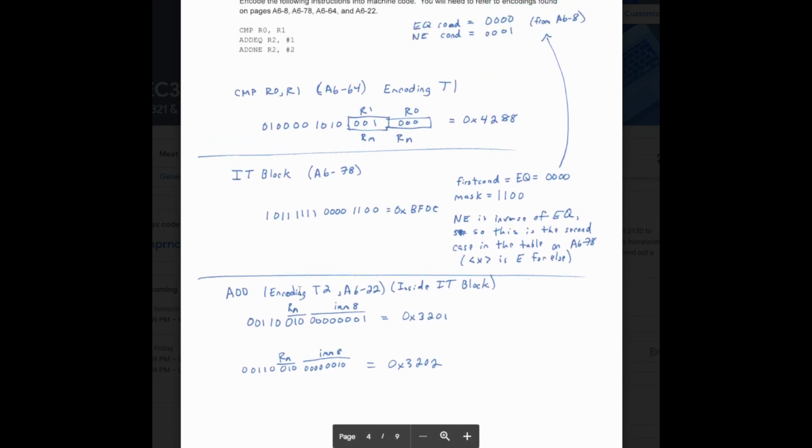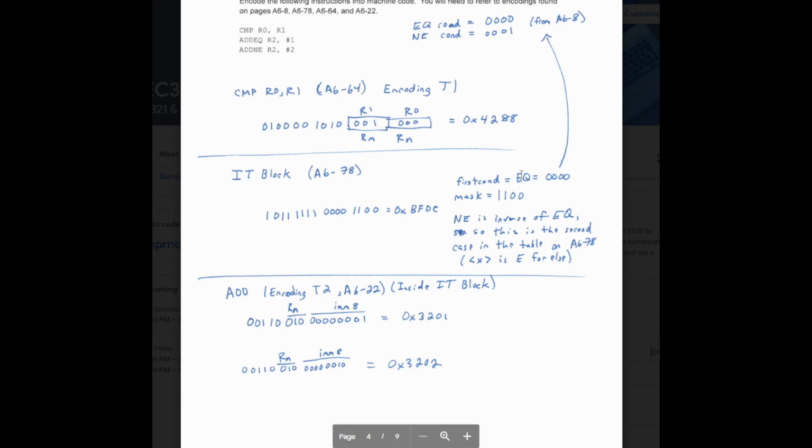Lastly, we're doing an add, and I said to use A6-22. We're looking at the encoding for inside of an IT block, because these are both inside of IT blocks now. And so we find encoding T2 is the one that matches those conditions. This is an add using a single register and an 8-bit immediate. And it is conditional, yes, but we've encoded the conditional part with the IT block that we did before.